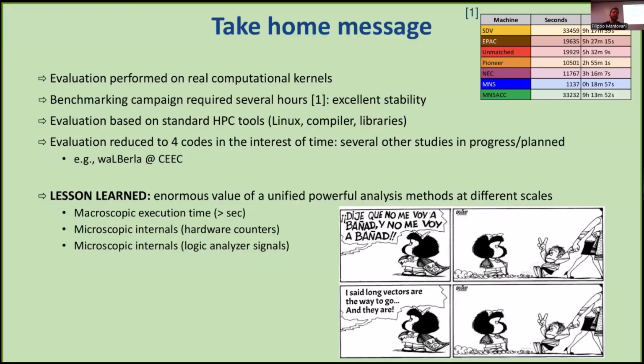Take-home messages here. We did an evaluation with real computational kernels that is different from the real scientific code that I did before. This is definitely not portable. It was really tuning and so on. It took a lot of hours. Here you have the tables with the hours with all we need in all the machines. And it shows excellent stability on our side, so it was not breaking every 2 seconds. It evaluates the standard HPC tools, so there is nothing weird here. It's Linux, compilers, and libraries that you use on a daily basis. And here there is still the mention of Walberla.